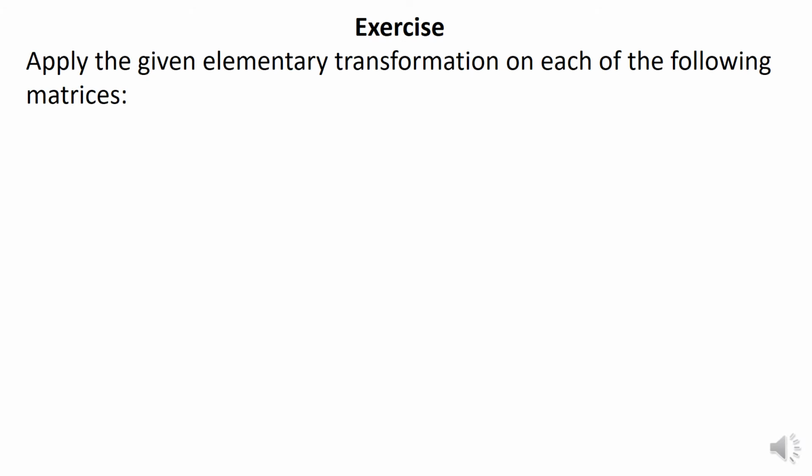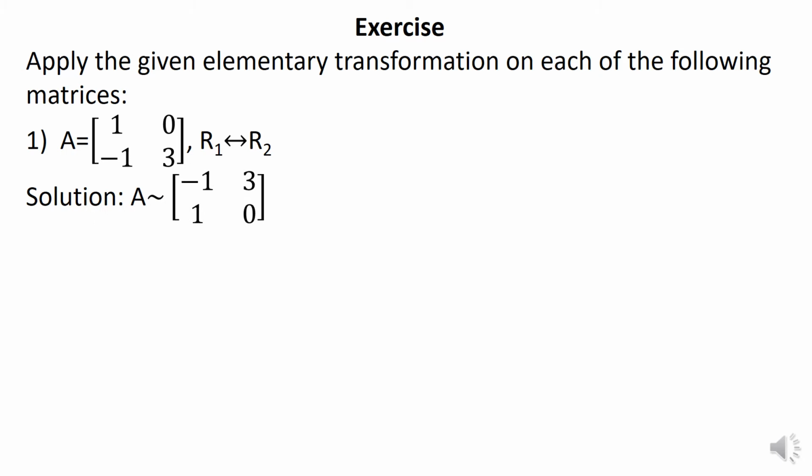Now let us do the exercise and see what sums are coming there. The question is, apply the given elementary transformation on each of the following matrices. The first question is quite simple. A is the given matrix. They have told us to interchange R1 and R2 in A. So we just have to write the second row as the first and the first row as the second, and thus we get the answer. Remember, write A equivalent to and not equal to.